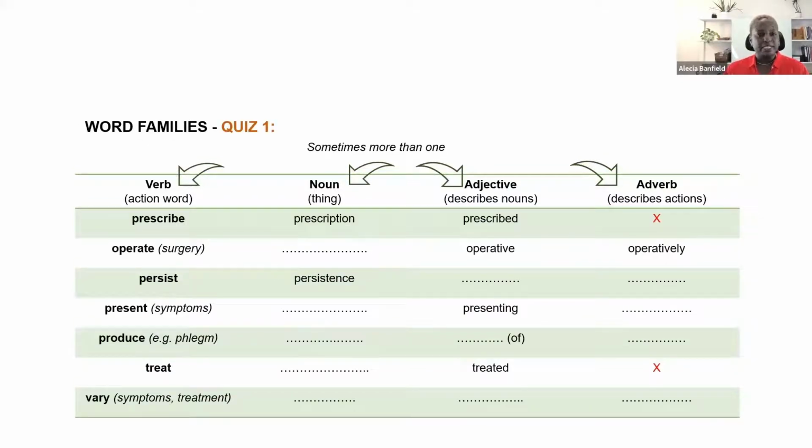So here's your first little challenge. See if you could, on your own, complete the missing members of these word families. And yes, like real families, some members of the family don't exist, they're missing, but that's okay. So here we see no adverb for prescribe, as well no adverb for treat. So I encourage you now to stop the video and see if on your own, without checking, how many of these you can complete.